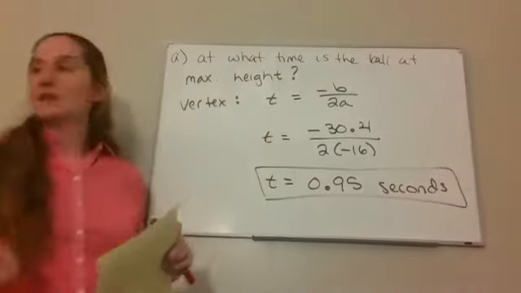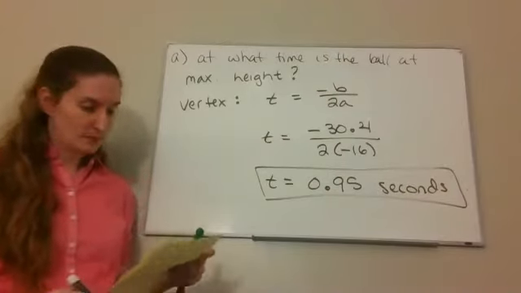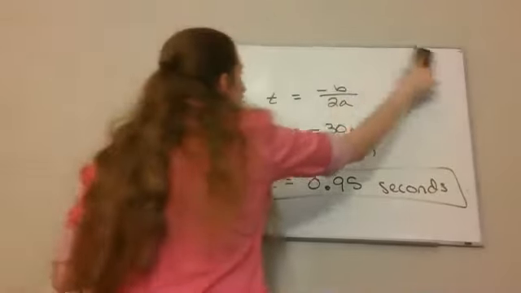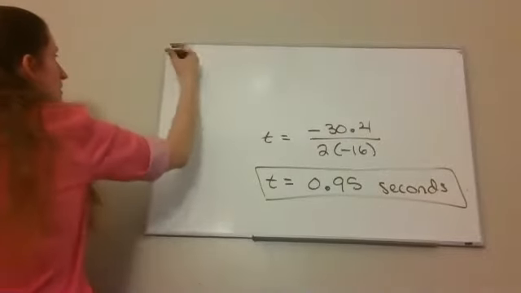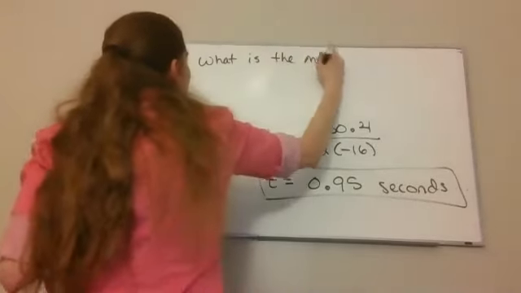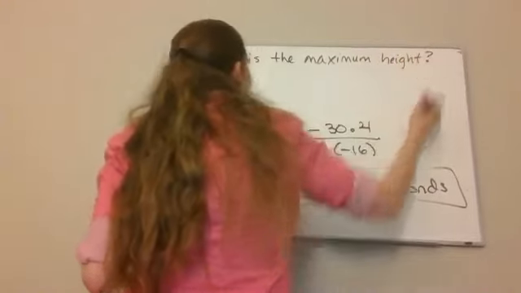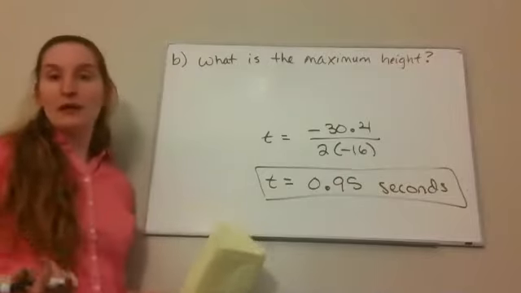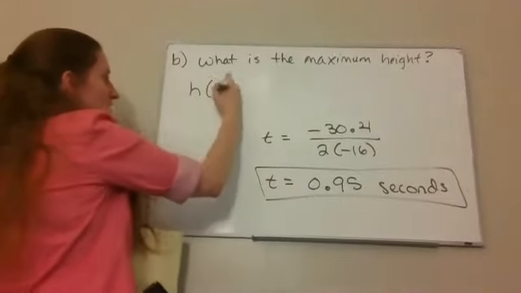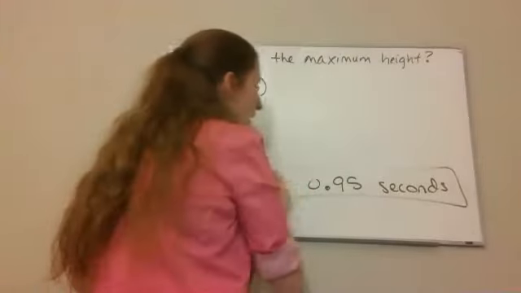So the ball reaches its maximum height at 0.95 seconds, and that's when it starts coming back down. For part B, what is the maximum height? Well, that's asking for the other coordinate of our vertex. So all we have to do is plug this t value into our function. H of 0.95 will get me the height of the football.